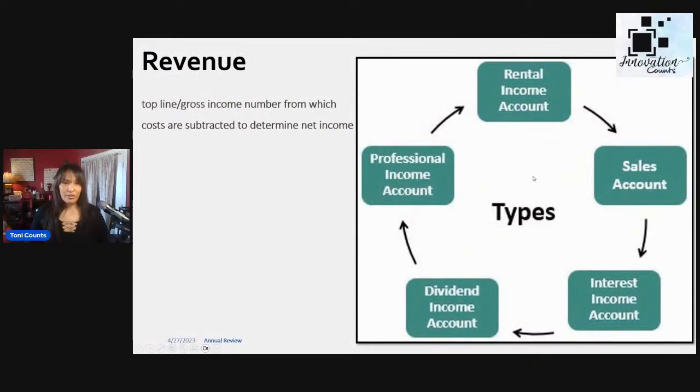Here are some examples of revenue. If you have rental properties, your revenue could look like rental income. If you sell a product or a service, your revenue could be labeled as sales. Maybe you're a private money lender and you earn interest on the money that you loan out. That would be considered your interest income. We also have dividends income and professional income. Professional income could be a lawyer providing services, or, I'm sorry, maybe you are a mentor and you have students. Your income is professional income.